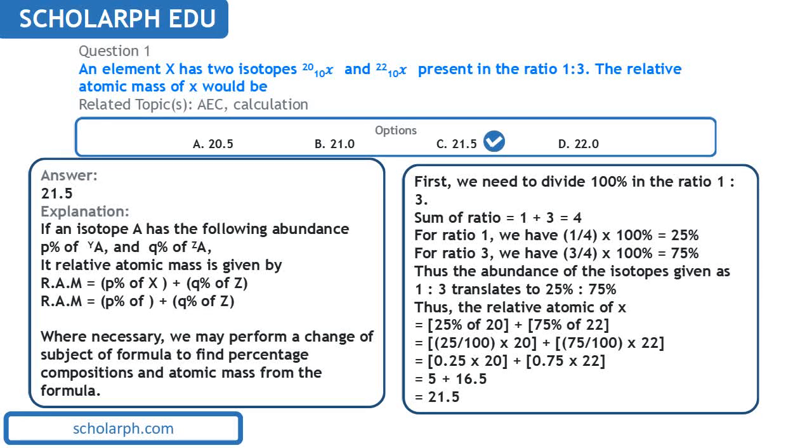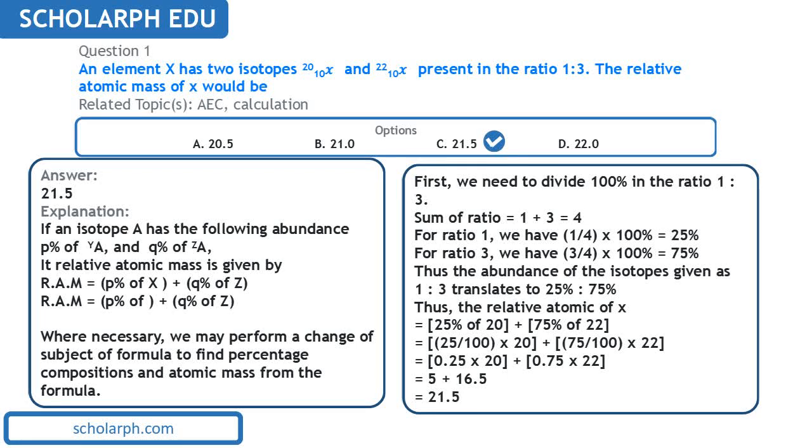Okay, so how do we do that? Now, the whole ratio, that means the whole percentage, is 100%. So you want to know that this one that has a ratio of 1, what is it going to be in percentage? This one that has a ratio of 3, what is it going to be in percentage? To do that, first we are going to find the sum of the ratio, meaning we want to divide this 100% in the ratio 1 to 3. So we start by finding the sum of the ratio, that is 1 plus 3, 4. Then for the ratio 1, we are going to have 1 over the sum of the ratio, which is 4, times 100. 1 over 4 times 100 will give us 25%.